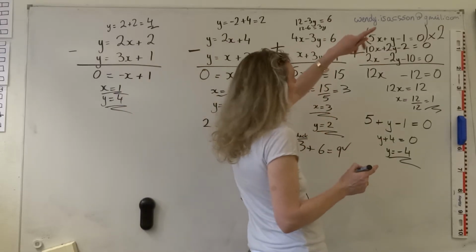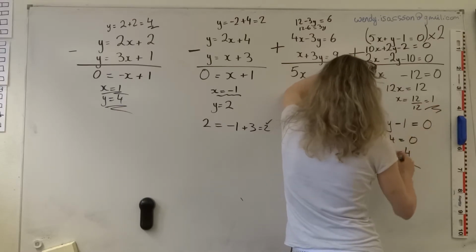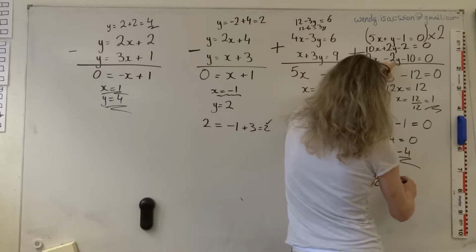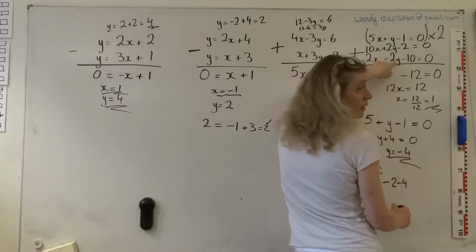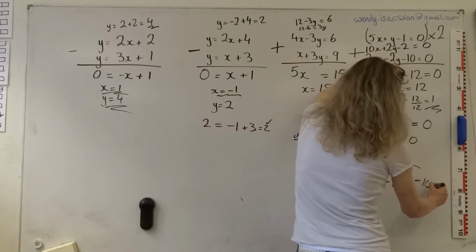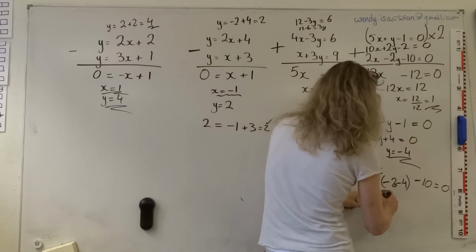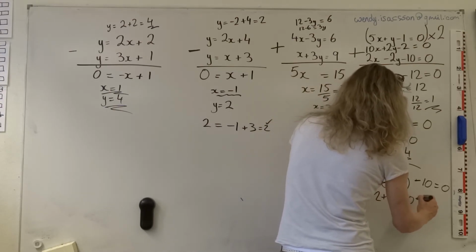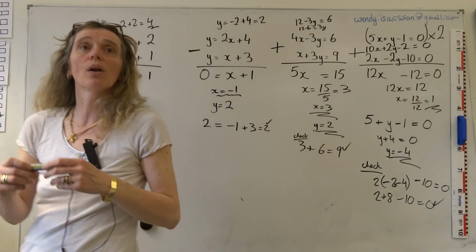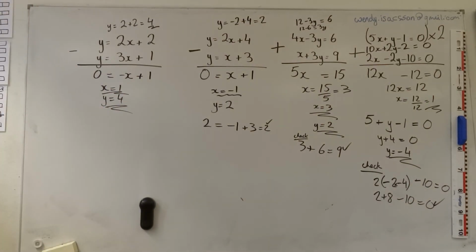If we've done it all right, it should work in our check. Check. 2 times x, x is 1. 2 times 1, which is 2, minus 2 times minus 4. Got a minus times a minus here. That's going to be a plus. Minus 10 equals 0. Minus times a minus equals plus. So we get 2 plus 8 minus 10 equals 0. 10 minus 10 does equal 0. Yes. So that's all 4 of them done in under 7 minutes or so.